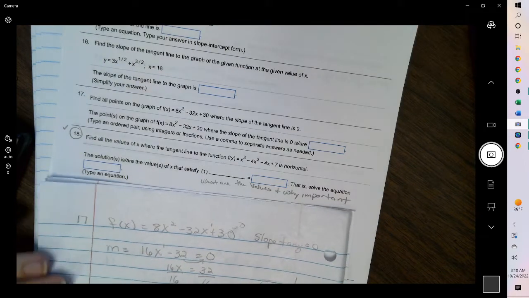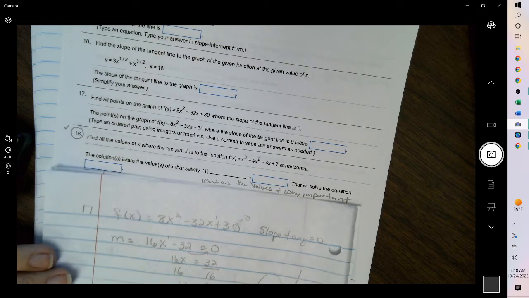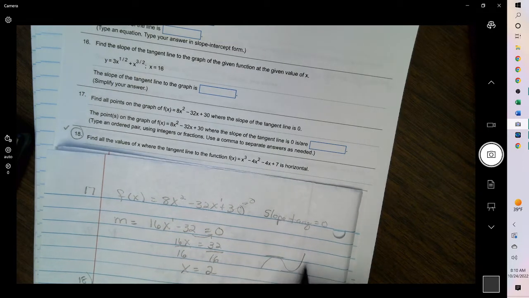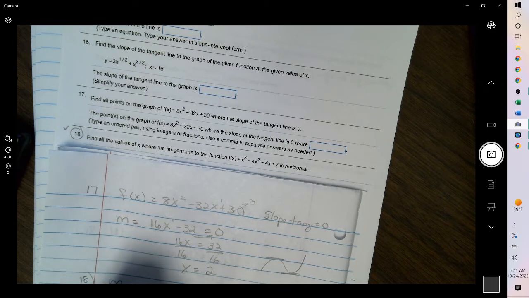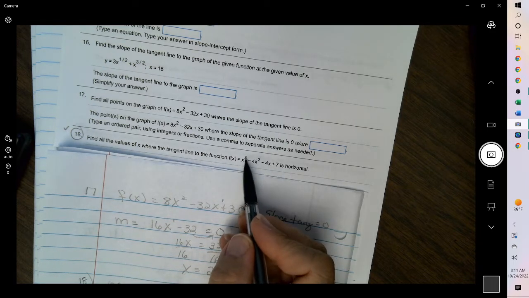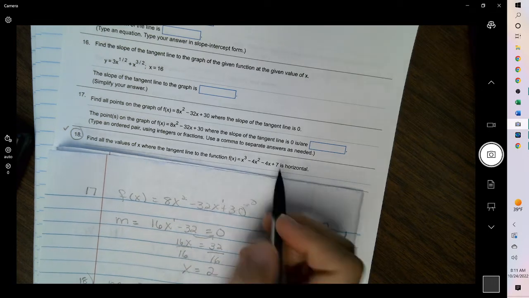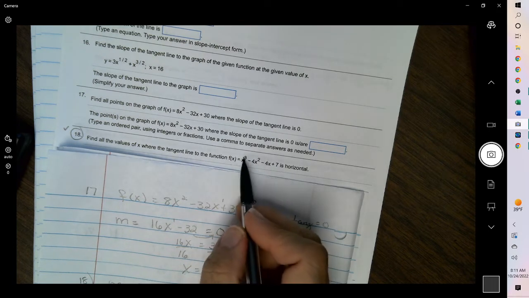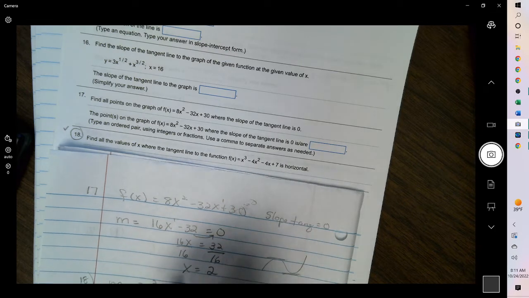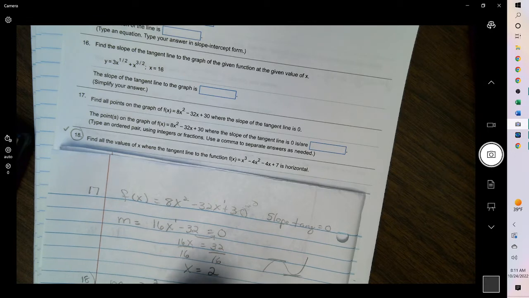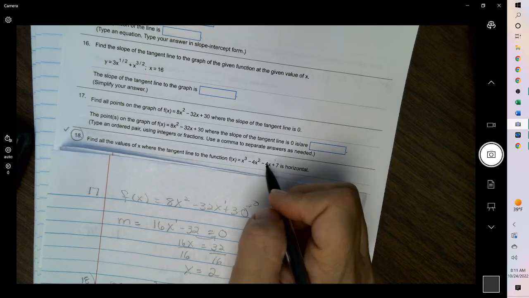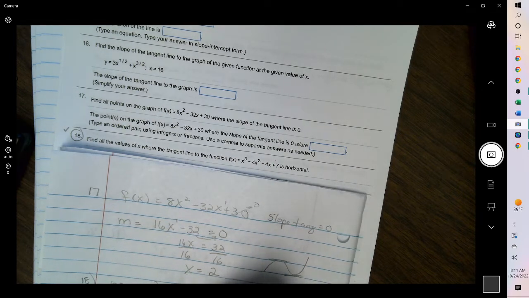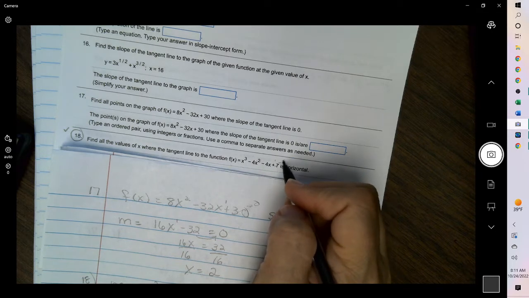18. Find all the values of x where the tangent line is horizontal. Okay, so tangent line is horizontal when the slope is 0. So this is the same thing as this one. First thing we want to do is take the derivative. So bringing the 3 down, it'll be 3x and subtracting 1, squared, minus 8x, subtracting 1 will be to the first power. And this is a 1. 1 times the negative 4 is negative 4. X to the 0 drops off, and 7 goes to 0.